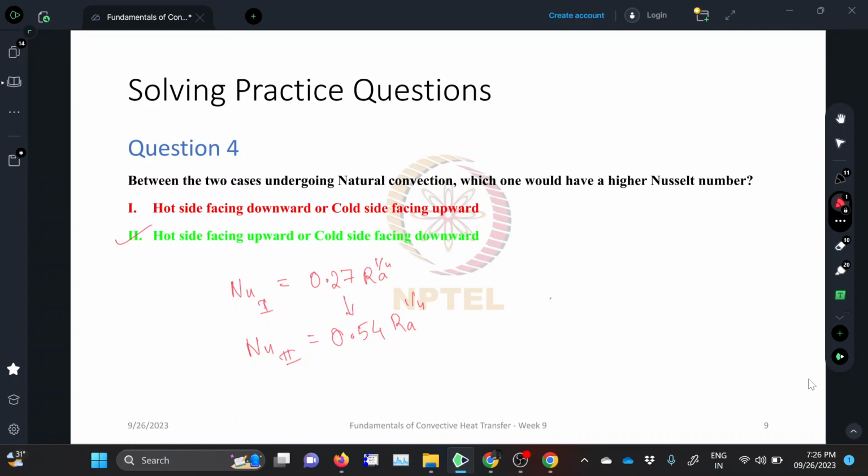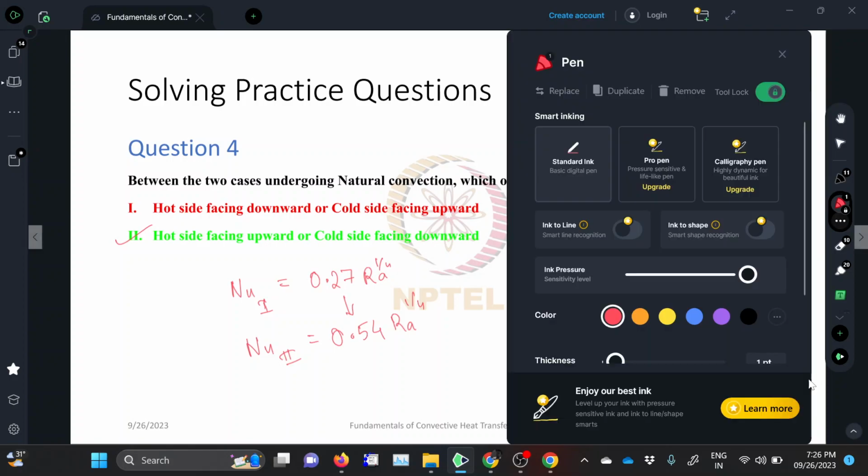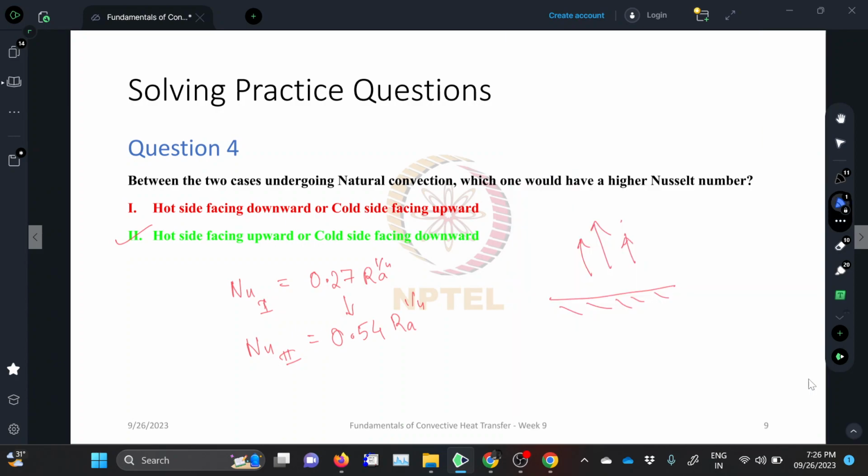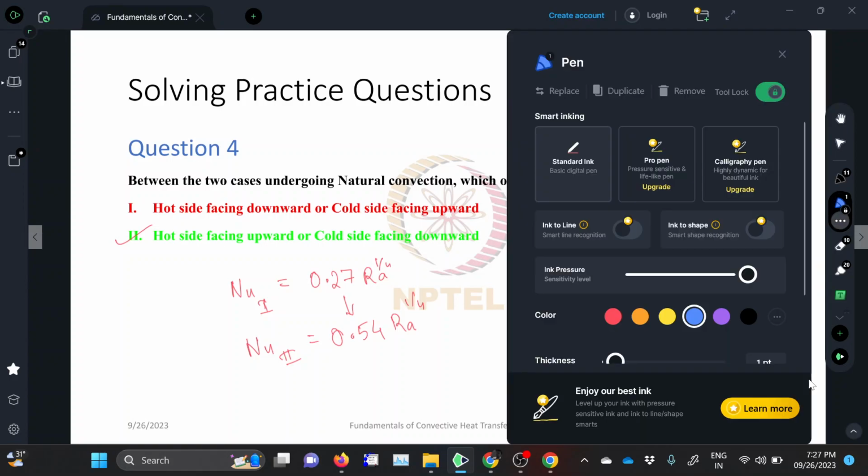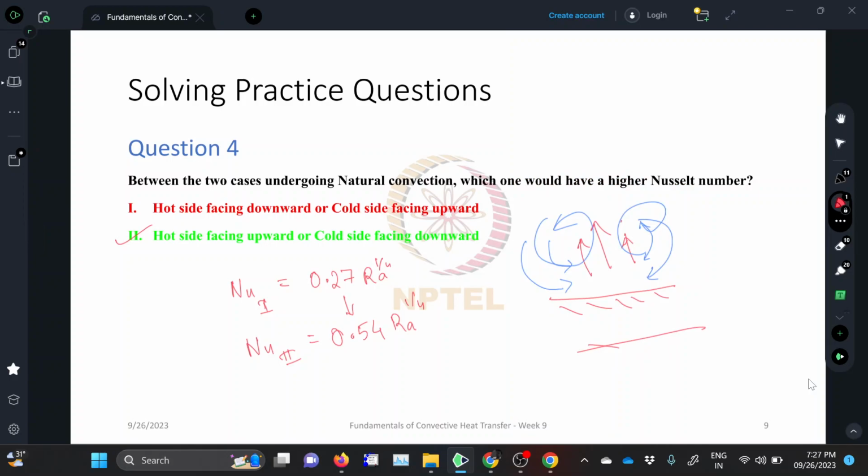And physics wise, what happens is that let's say I have a hot plate like this, so the fluid over here would immediately move up after getting heated up, and colder fluids from the ambient would rush in to compensate for the vacuum created, and this would create these convection currents like this.